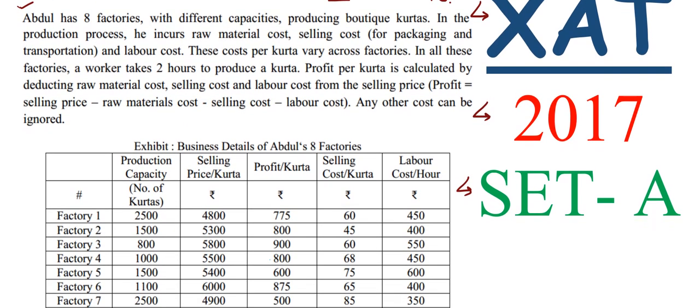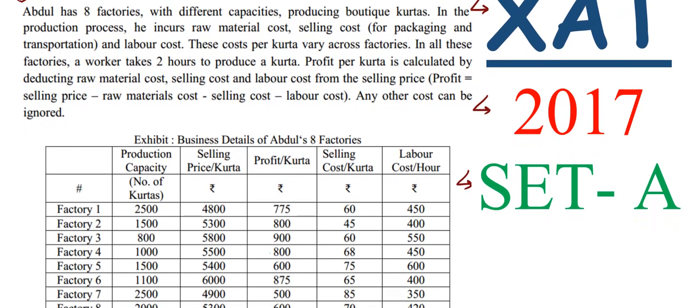Abdul has 8 factories with different capacities producing boutique kurtas. So here we are talking about a man who runs 8 factories. Those factories are producing boutique kurtas. In the production process, he incurs raw material cost, selling cost and labor cost, where selling cost includes packaging and transportation. So for making a single kurta, he has cost of raw material, selling price and his labor charges. Now these costs per kurta vary across factories, so each factory has a different cost in these fields.